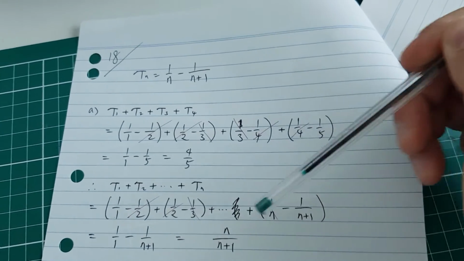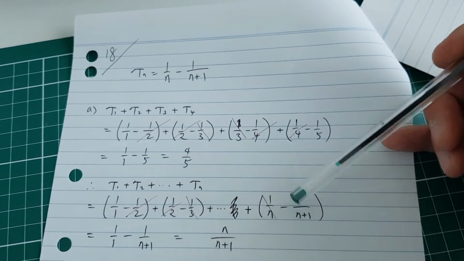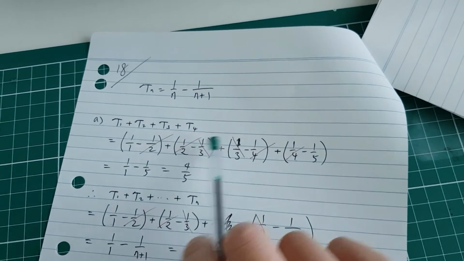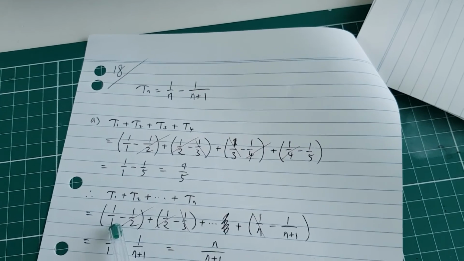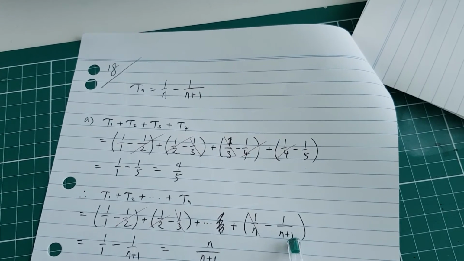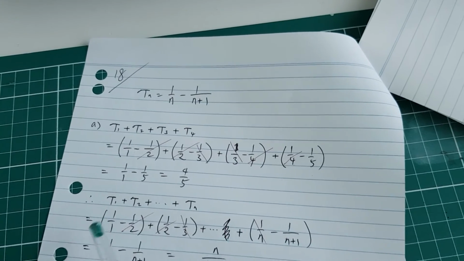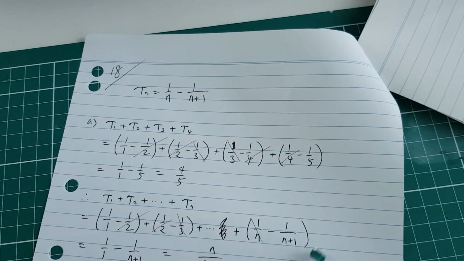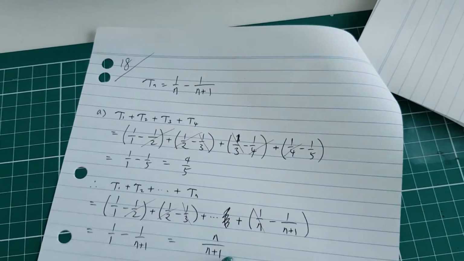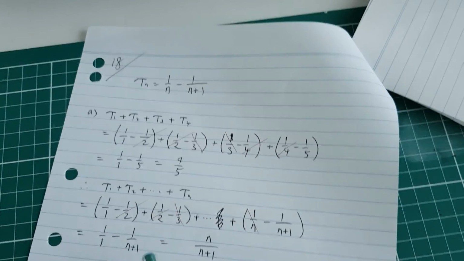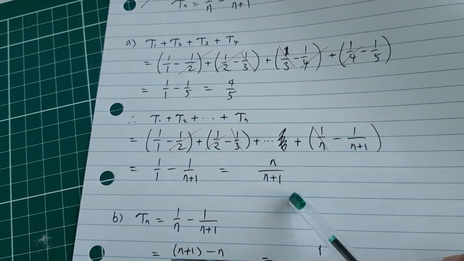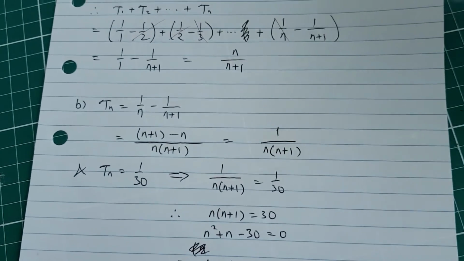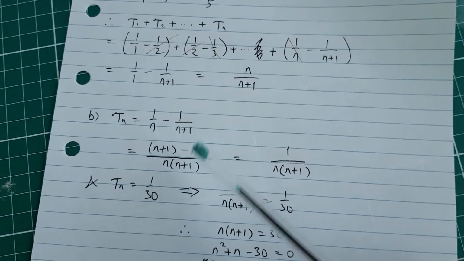If you repeat the pattern, it cancels all the way to the nth term that you're working with. So just like in the previous case, it's the first term in this and the second term in that nth term that survive. So then you get this. And again, if you do the common denominator exercise, then you get that. And finally, part B is to show that first of all, this is equal to that.